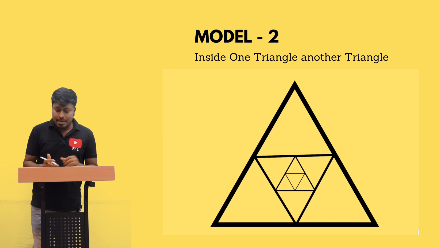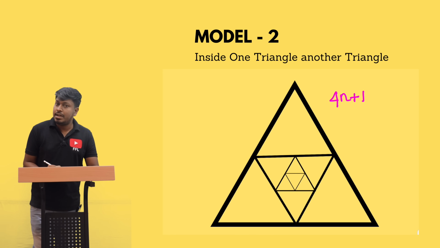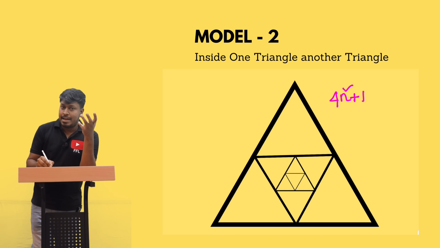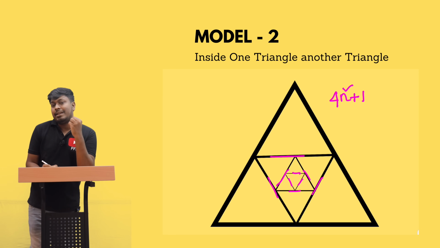So what is the formula here? 4n plus 1 will be the formula. Got it? So what is the value of n here? You have to check how many triangles are embedded in it. So there is an outermost triangle. Inside that outermost triangle you can see one triangle is embedded, 1. Inside this triangle another triangle is embedded, 2. Inside that triangle there is another triangle embedded, so 3. So totally you can say that there are 3 triangles embedded in it.